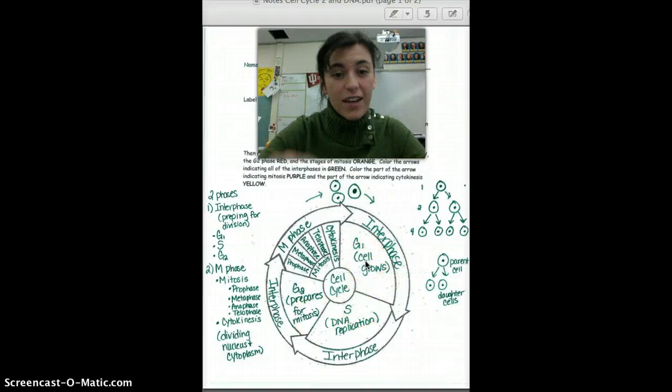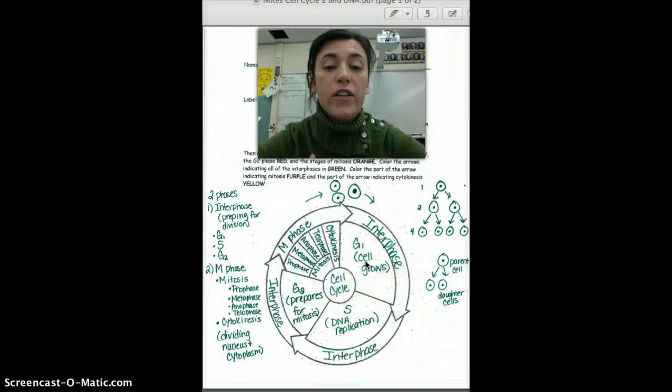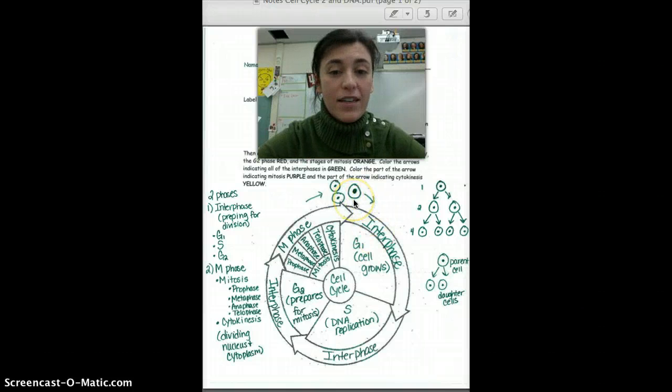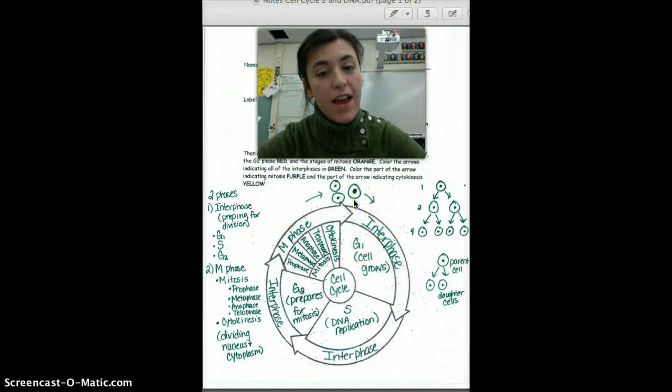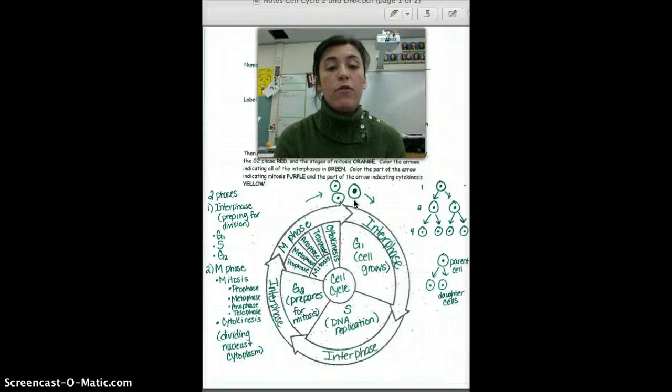In G1, the cell is going to mainly sit there and grow, because it's a brand new baby cell. It's small, just the smallest it's been. It's going to need to spend some time growing before it divides. Once it's growing, it's going to hit a checkpoint. Once it's okay to go, then the cell says, all right, we can go on into S phase.